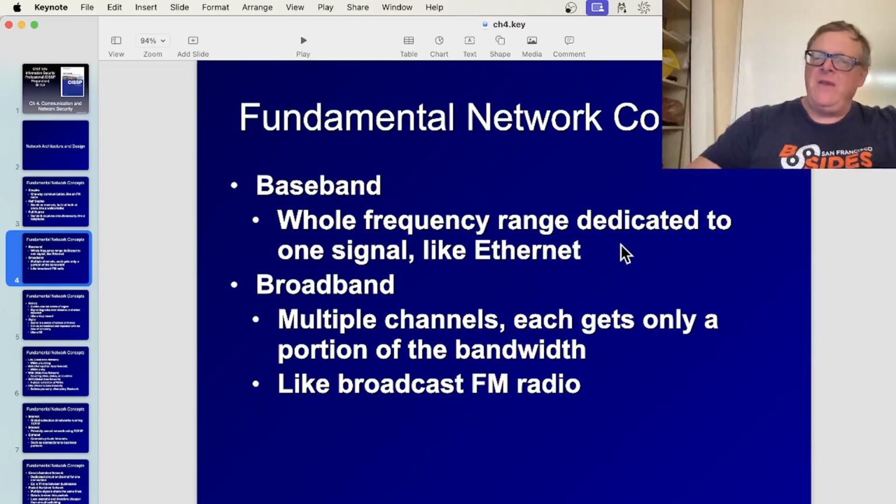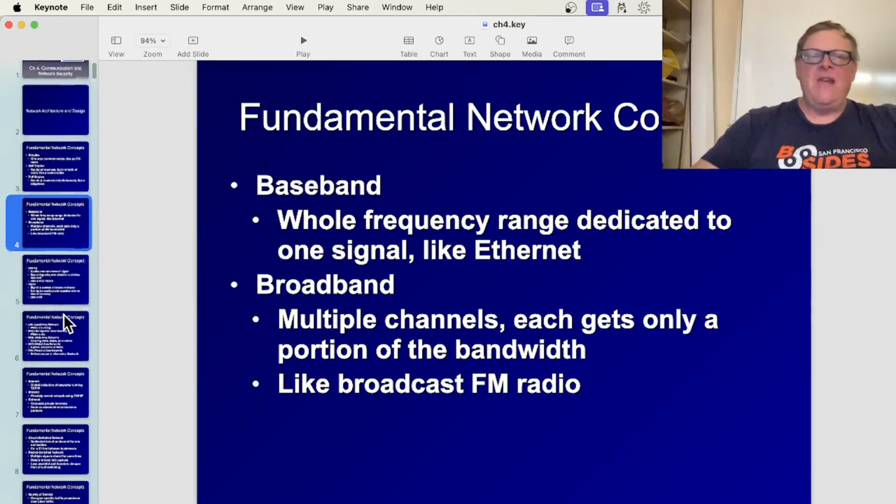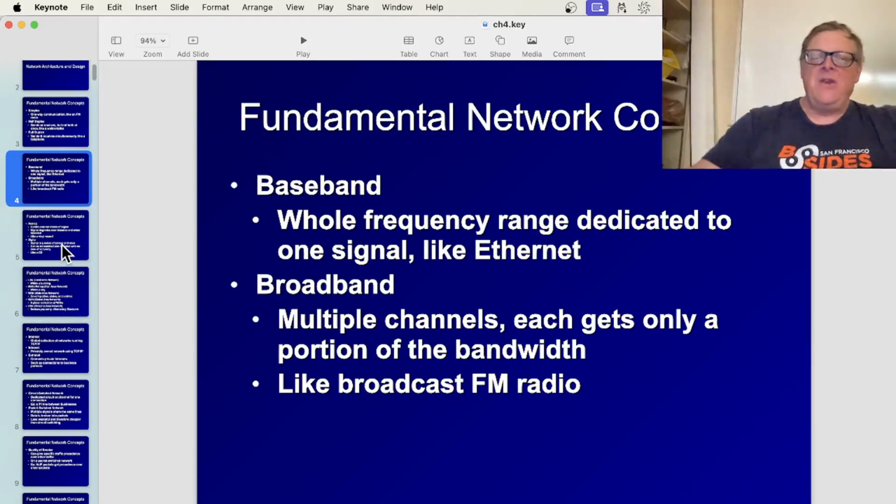Baseband is where the entire frequency range is dedicated to one signal, like Ethernet. You have a cable plugging into your computer, going into a switch, and you have full use of that cable. You're not sharing it with anybody else. Then there's broadband, where you have multiple channels, like FM radio. You have a dial, you can tune into different channels. Many channels are all sending things through the same physical space, the same electromagnetic transmissions.